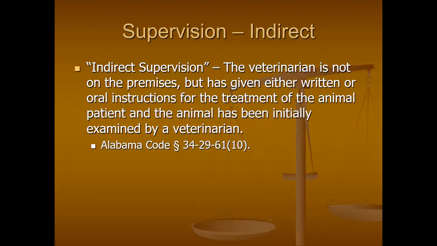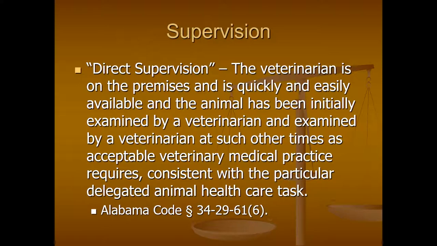Here's an example of a definition of indirect supervision out of Alabama. The veterinarian is not on the premises, but is given either written or oral instructions for the treatment of the animal patient, and the animal has been initially examined by a veterinarian. One thing that I think is pretty typical is that the veterinarian must perform an examination of the animal. There must be a valid veterinary client patient relationship before the veterinarian can supervise treatment of that animal. So this indirect supervision does not require that the veterinarian be on the premises.